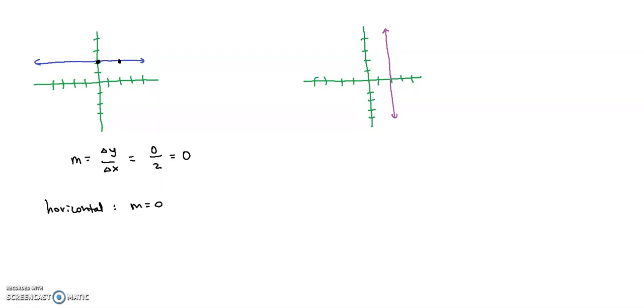Let's do the same thing for vertical lines. Let's just pick 2 points that are on the vertical line. Our slope is change in y over change in x. So we go up 2 is our change in y. Our change in x, we don't go side to side. We don't go left, we don't go right. So the change in x is 0. Any number over 0 is undefined. So we can't give this a number, but we know when a slope is undefined, it's got to be a vertical line.